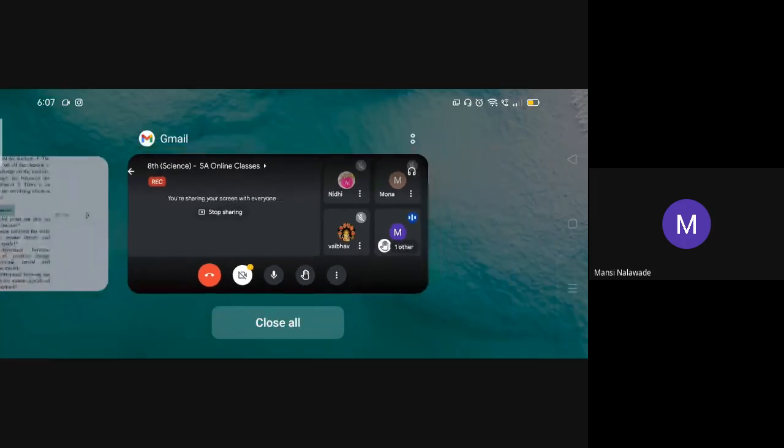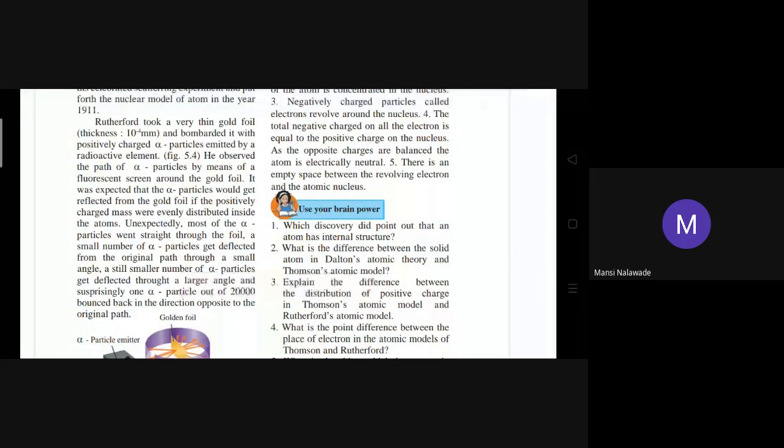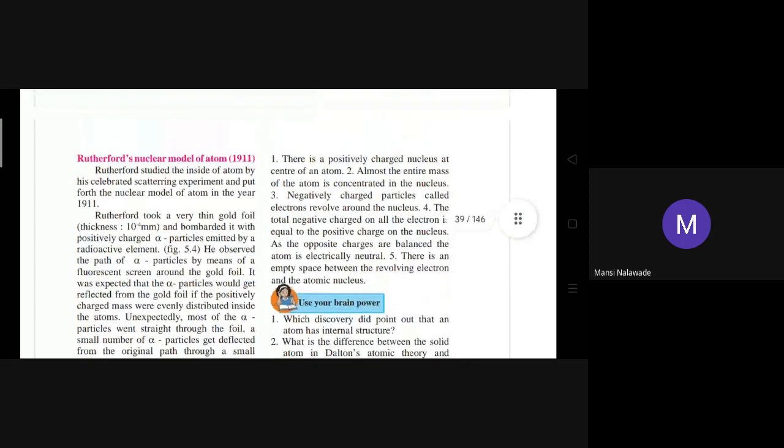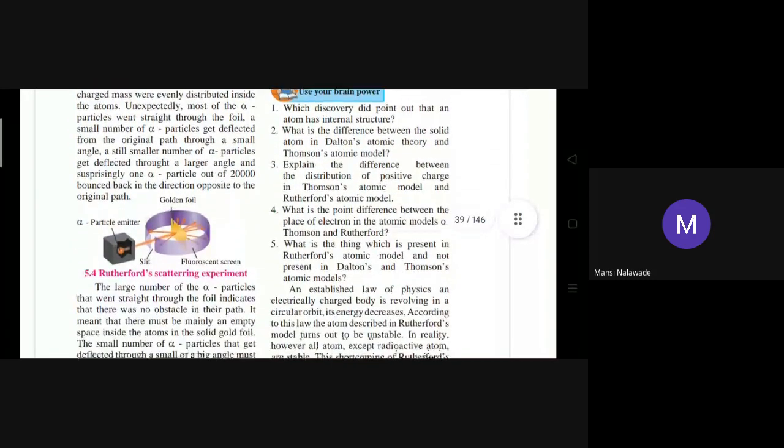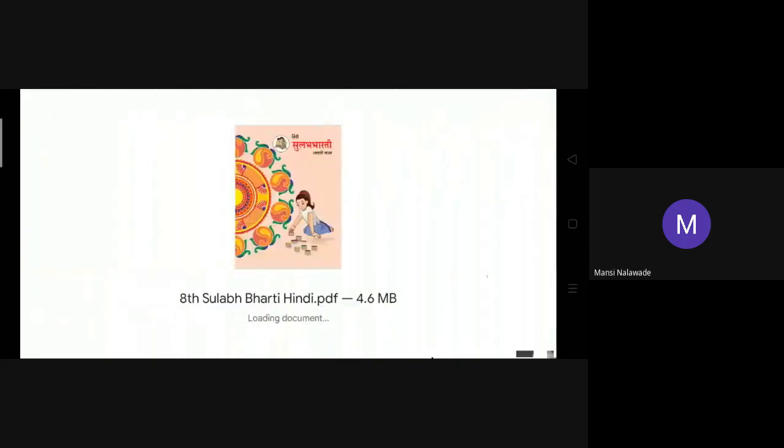A small number of alpha particles got deflected from the original path by a small angle. A still smaller number of alpha particles got deflected through a large angle, and surprisingly, one alpha particle out of 20,000 bounced back in the direction opposite to the original path. Okay, this was the experiment which was done by Rutherford.